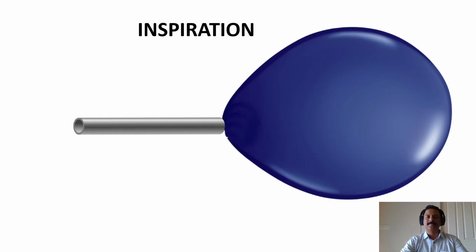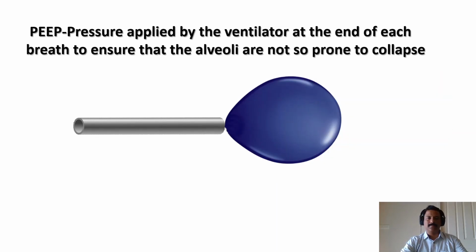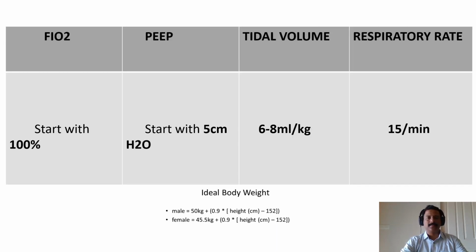So again, at the next inspiration, your alveoli don't collapse completely. Once again, PEEP is the pressure applied by the ventilator at the end of each breath to ensure that the alveoli are not prone to collapse. So it is keeping your alveoli open throughout the cycle.